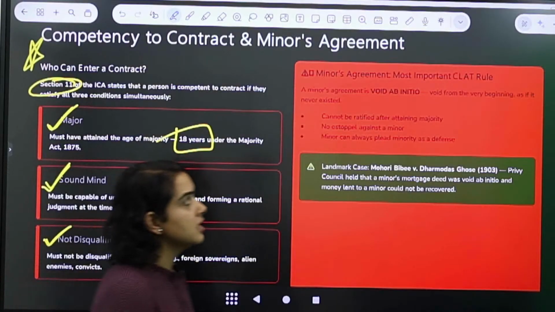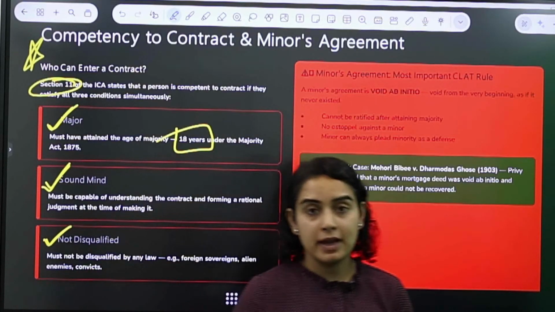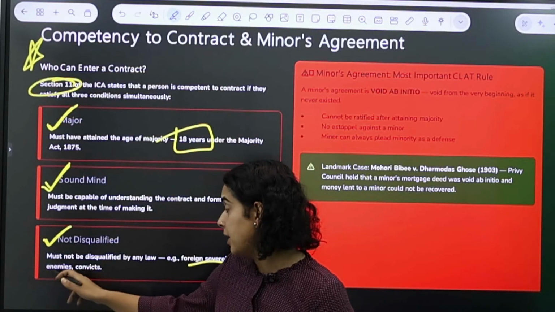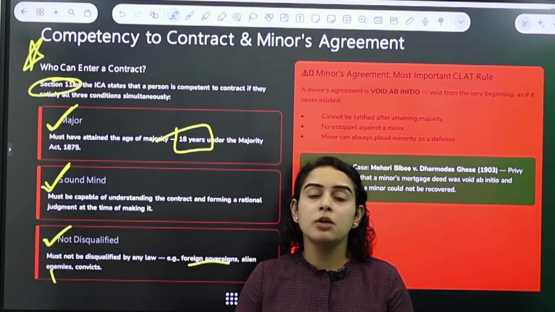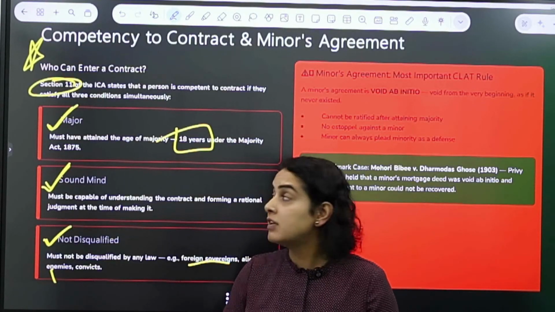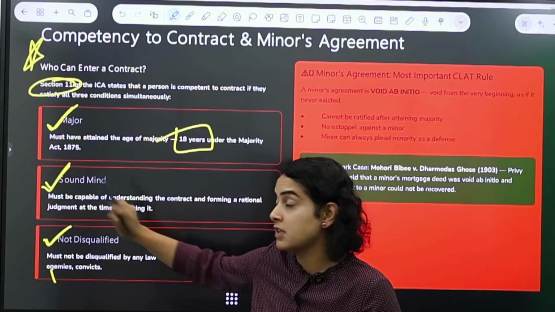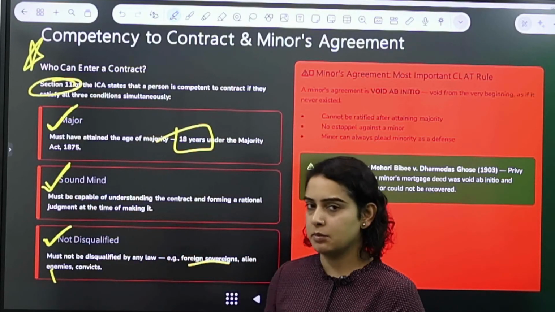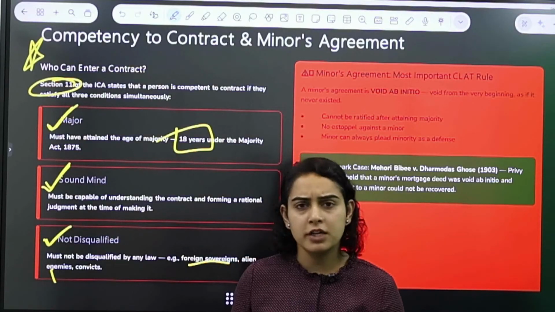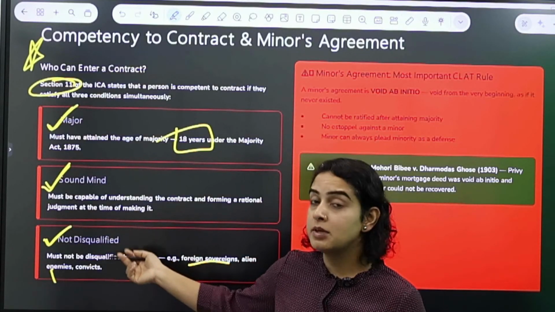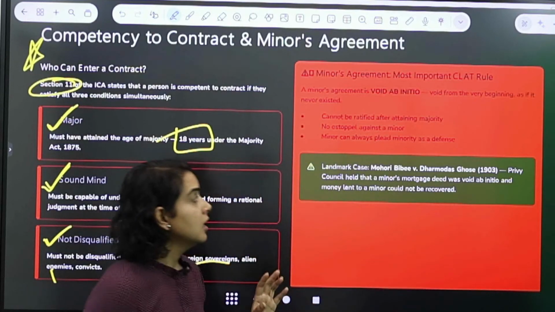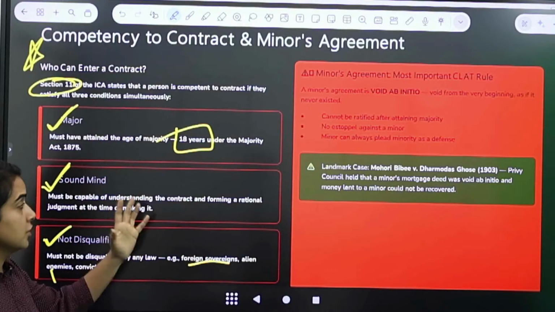Disqualified by law means that he should not be a bankrupt, right? He should not be a foreign sovereign, any alien enemy. He should not basically be disqualified by law, right? Legally, even if he is a major, he's of sound mind, but if he is bankrupt, if he's insolvent, or if he's a foreign enemy, in that case, he cannot enter into a contract. Why? Because the law does not permit them to enter into a contract, right? So, these are the three conditions.